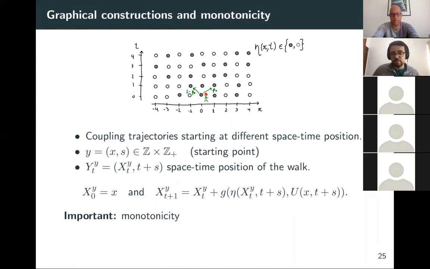Okay, so one important feature of this is some sort of monotonicity. If you start your random walk from two points in space at the same time, but one to the left of the other, let's say with the same parity, then the relative position of the two walks is kept for all times, and this is going to be important for me later on. Is there any doubt? The graphical construction and monotonicity are quite simple. It's just the ordinary thing to do. So this is all the notation. When I want to refer to space-time position, I will just use y, and space position x, okay?